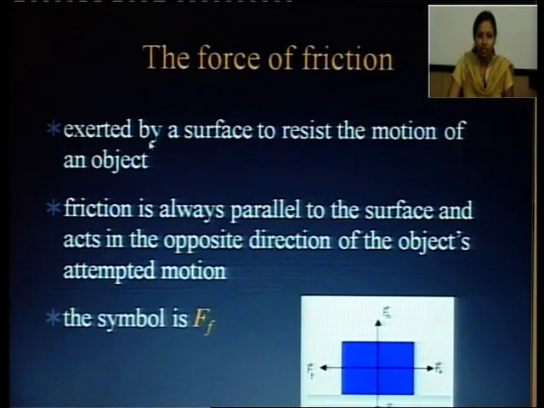So, the force of friction is exerted by a surface to resist the motion of the object, because it is in the opposite direction to the motion. Friction is always parallel to the surface and acts in the opposite direction to the object's motion. We already explained that if the object is moving in this direction, then the force of friction will be in the opposite direction but along the same line, and the symbol of the force of friction is small f.